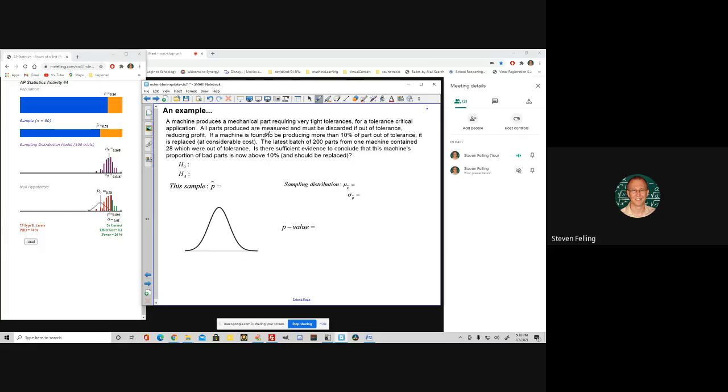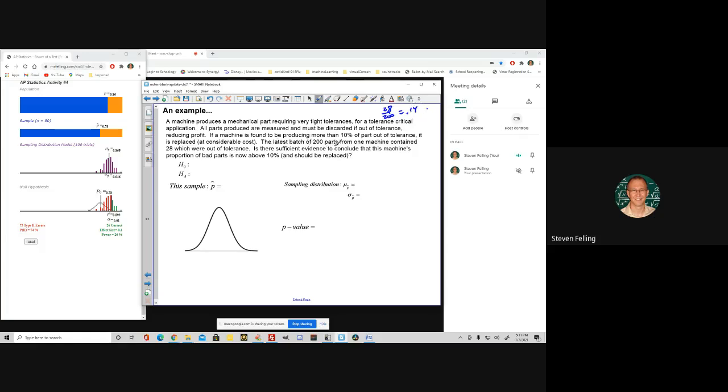And then we have this machine and we test it periodically. And if it's found to be producing more than 10% of parts out of tolerance, then we go ahead and replace the machine, which costs even more. Right. So the latest batch of 200 parts from this machine contained 28 that were out of tolerance. That's 28 out of 200, which is 14%, which is above our 10%. If the machine is consistently putting out more than 10% bad parts, it's time to replace it. This one test indicates maybe we're in that region, right?